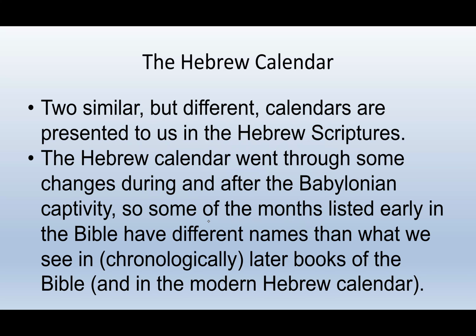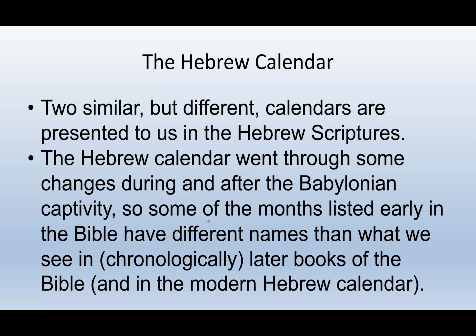The Hebrew calendar, sometimes we see different things in there. For instance, if you're reading in the book of Exodus and Moses is talking about the Passover, he says, do it in the first month, the month of Aviv, or in English, it looks like Abib, but it's pronounced in Hebrew, Aviv. And then you're reading in Nehemiah, and he refers to the first month as Nisan. You go, what? Wait a minute, what happened here? So we have two similar but different calendars presented to us in the Hebrew scriptures.